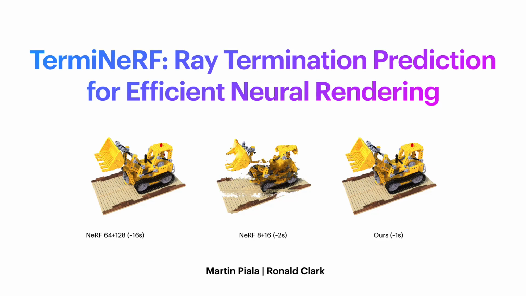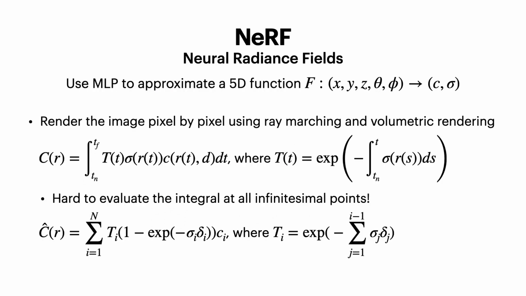Today, I'm going to present to you our work on TermiNeRF, or Ray Termination Prediction for Efficient Neural Rendering. We focused mainly on speeding up the rendering process of neural radiance fields with efficient prediction of ideal sampling locations along the ray.